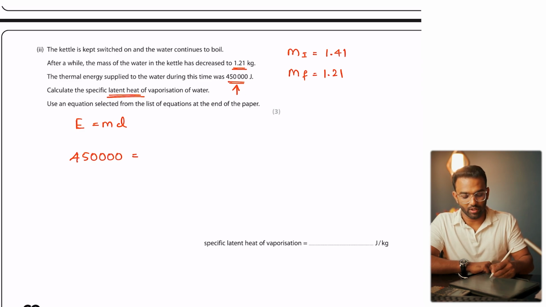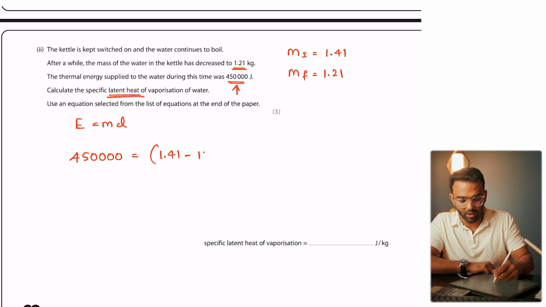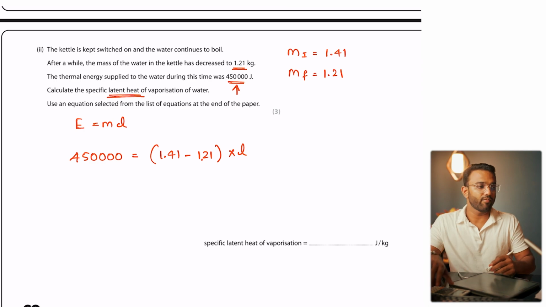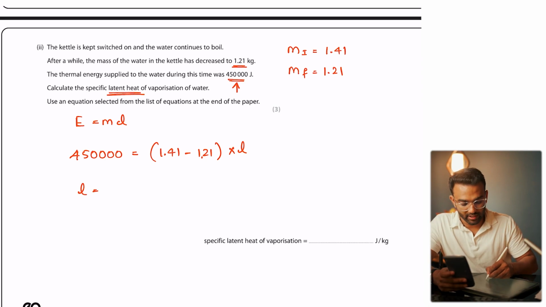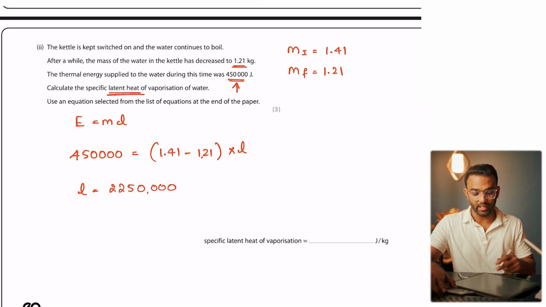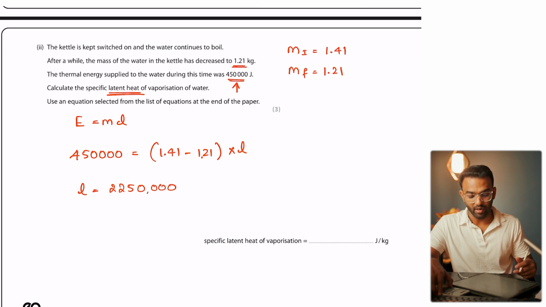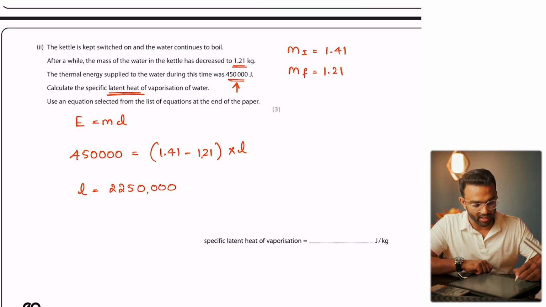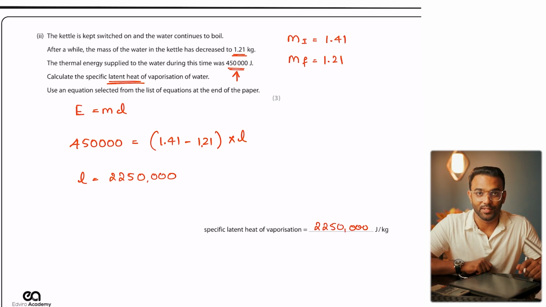So 450,000 is equal to the mass, which I would write as 1.41 minus 1.21, that times L. And if you work this out, the value of L is going to be 2,250,000. Okay, you could round it to whatever, but the exact answer here is acceptable and you will get full marks for this. So this is 2,250,000, and there you go. That's how you do this question, guys.